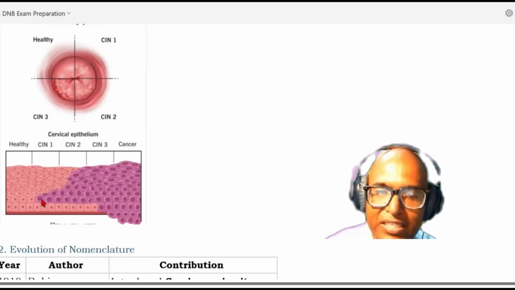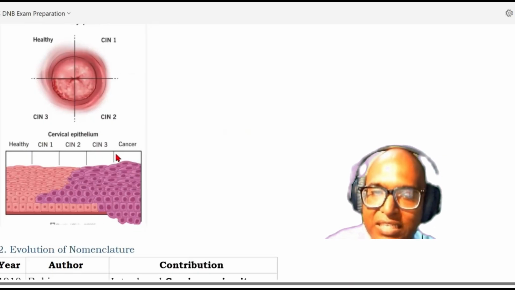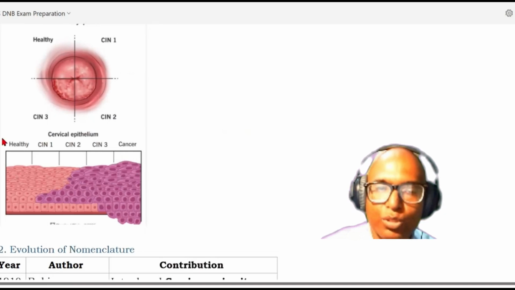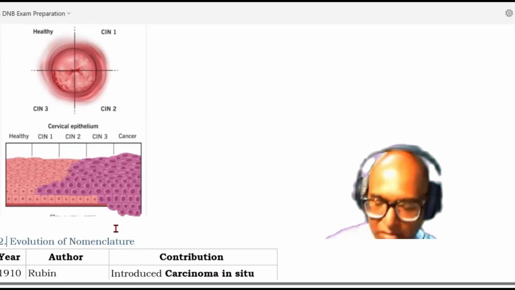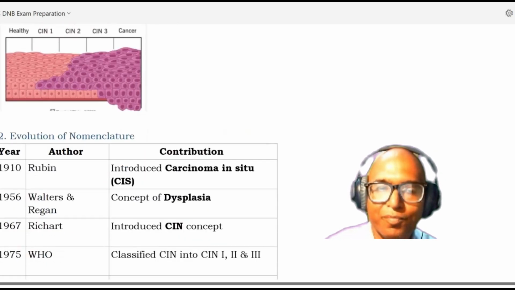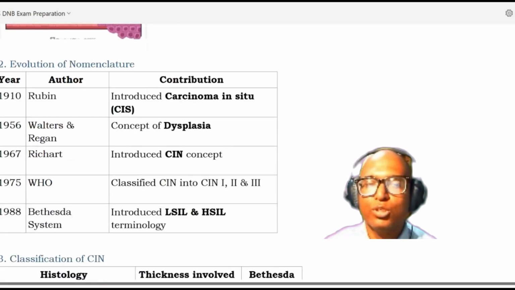Now, when this dysplasia extends less than one third, it is CIN1. If it is reaching up to two thirds, then it is CIN2. If it is more than two thirds, it is CIN3. If it is full thickness but without a break, then it is carcinoma in situ. And when there is a break of the basement membrane, we label this as cancer. This concept you should be able to mention properly, either in the discussion or in the writing.